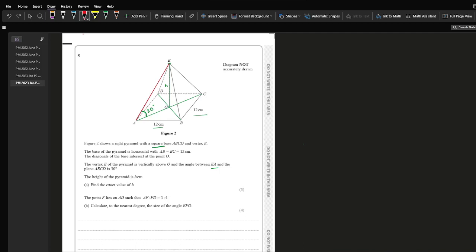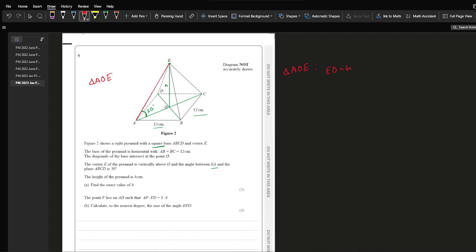So it has to be a triangle with the side EO. Since this angle is given, that means we are going to take the triangle AOE. So if we take triangle AOE, what do we have? We have to find one of the sides, which is EO. We have to find this.